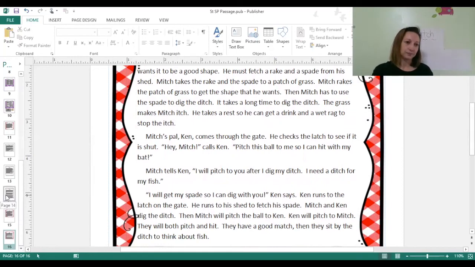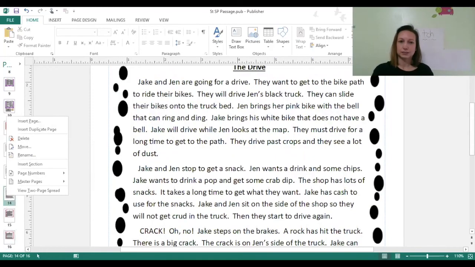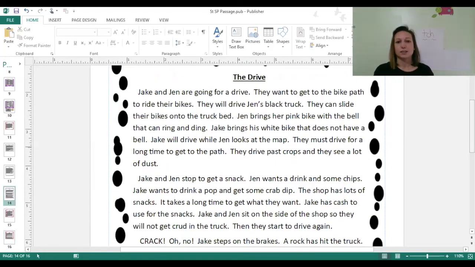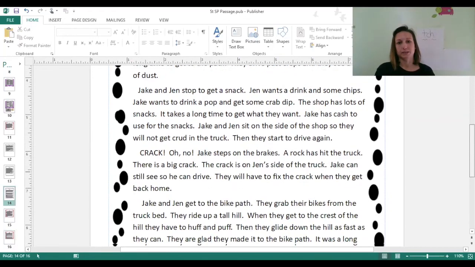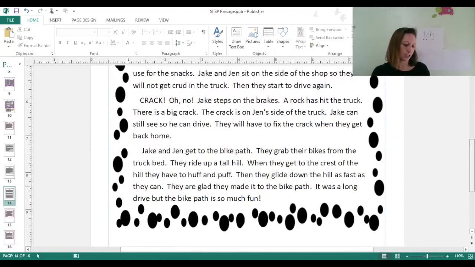I have a new passage, or a review passage. This is The Drive. As you read this, think about what the problem was. Is there a solution? Who are the characters in this story? What is the setting? Here's the bottom of the story, the end of the story. Just make sure you're taking time to pause the video, read these passages carefully, and think about those questions.